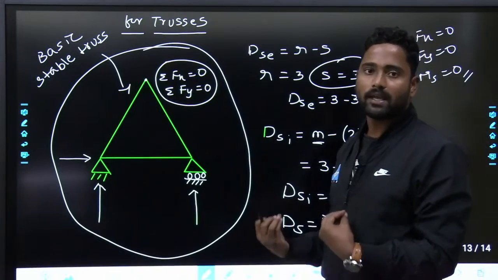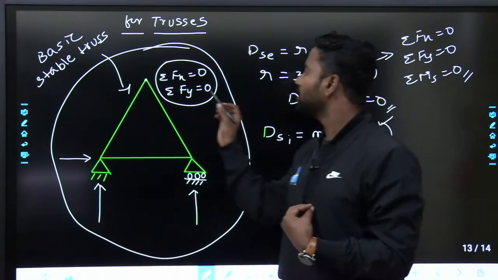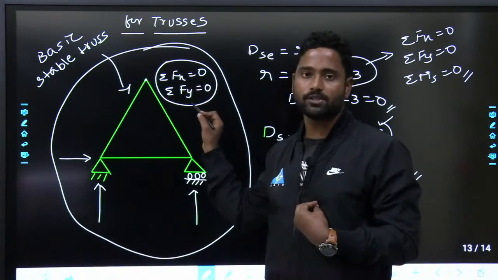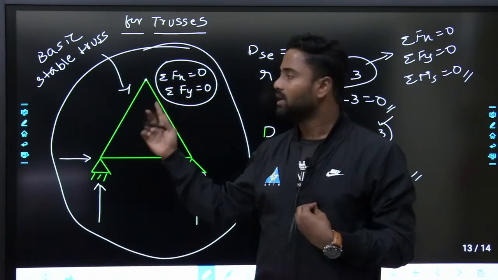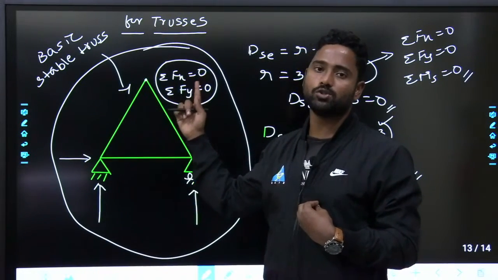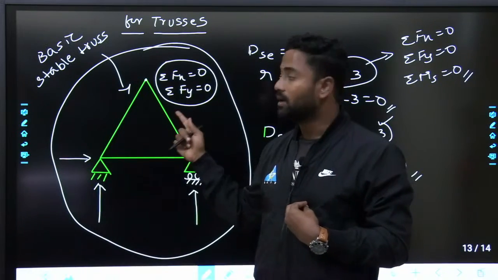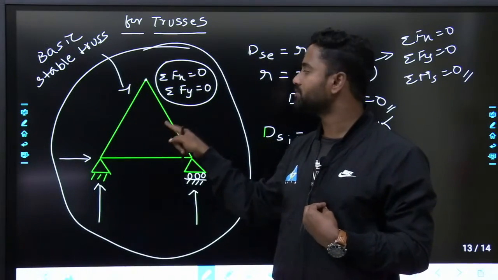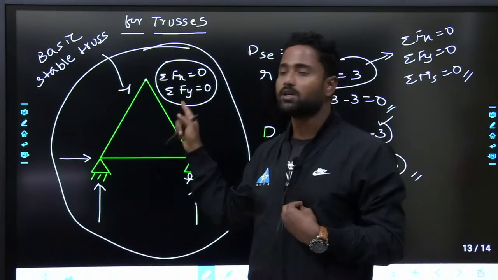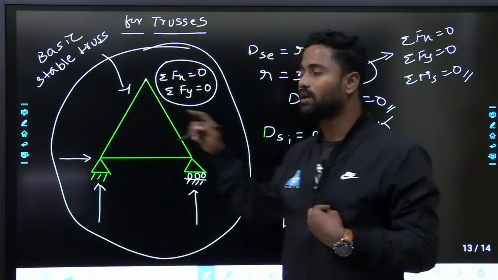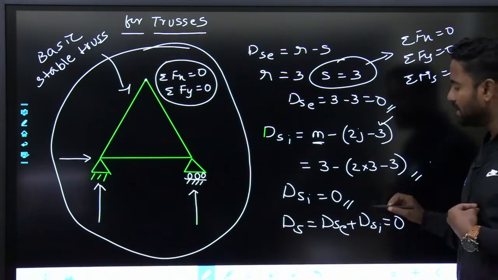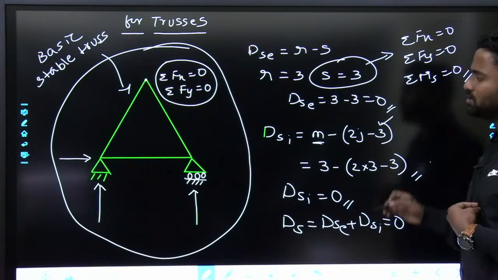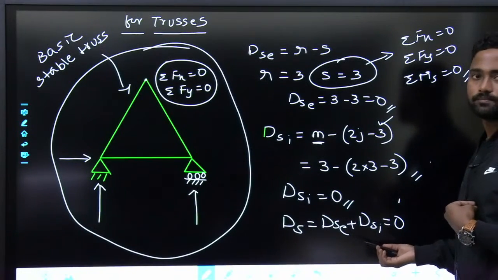So this formula came like this: at every joint there will be 2 equations. By 2 equations you can calculate 2 unknown forces. Fine. So number of members minus 2j they have done. But in the initial truss, if you see, instead of 6 members there are only 3 members. So you have to subtract 3 from that. That is the reason they have subtracted 3 from it. So dsi is 0, ds is 0, this became a stable truss.